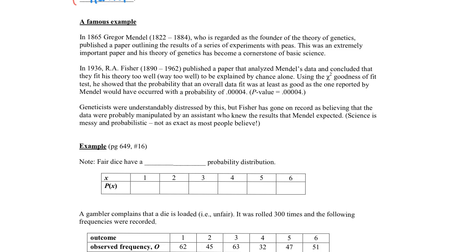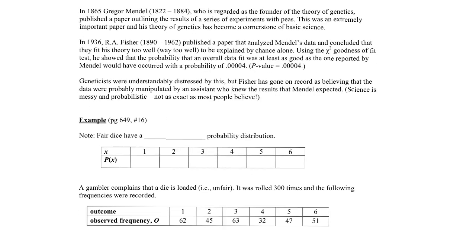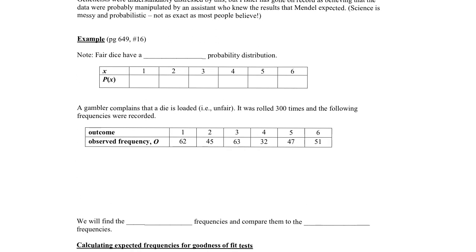And this one has to do with the fair dice. So this one says, a gambler complained about the dice. They seemed to be loaded. The dice were taken off the table and tested one at a time. One die was rolled 300 times and the following frequencies were recorded. So right here is what they're talking about. So this one die was taken, rolled 300 times, and these are the frequencies that were recorded.